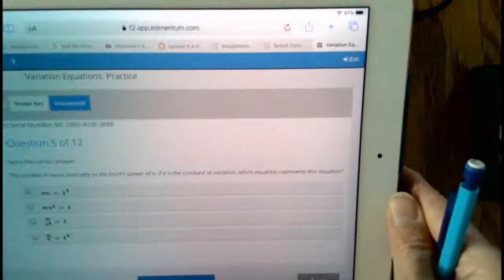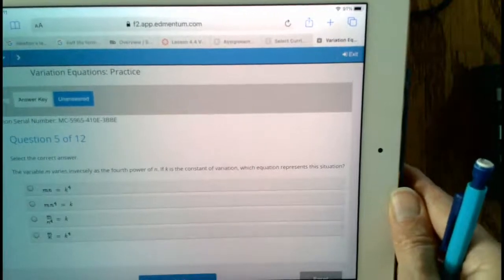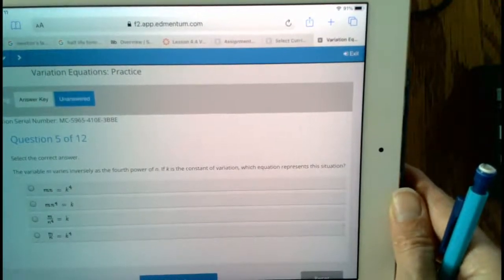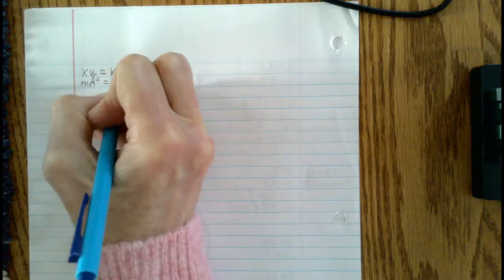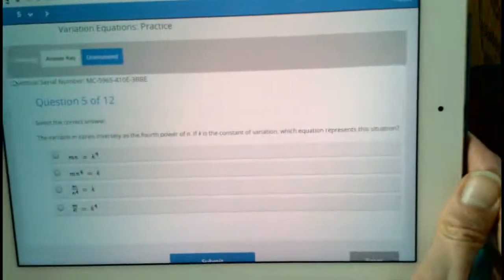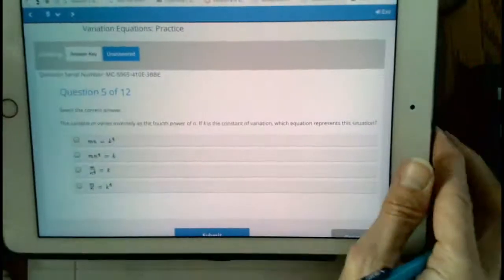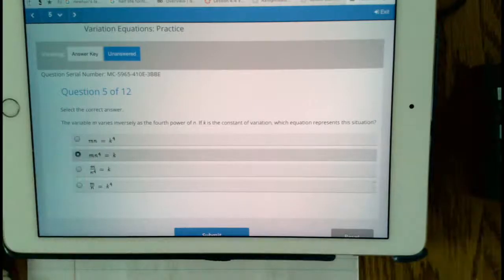So again, what this particular problem says is the variable m varies inversely as the fourth power of n. So there's the fourth power. So if k is the constant of variation, which equation represents the situation? It is that second choice right there.